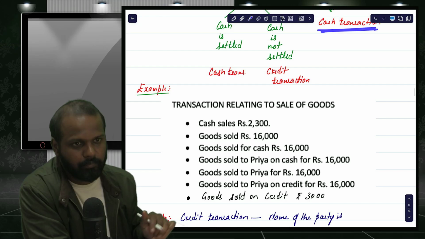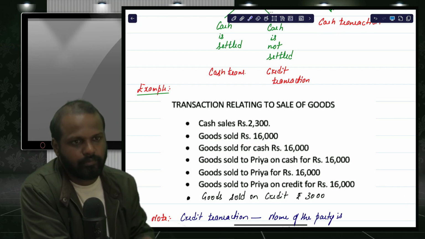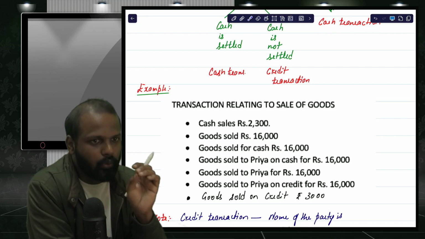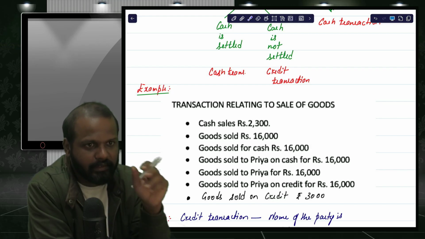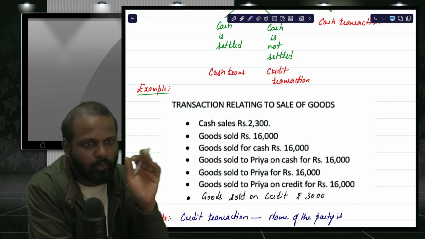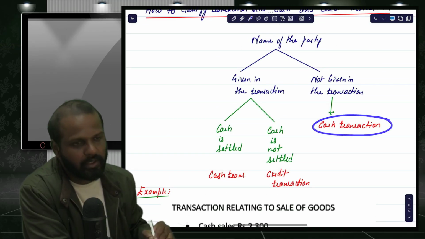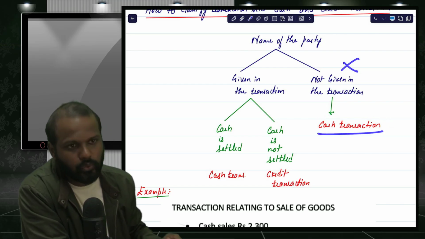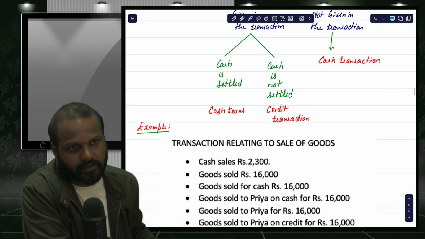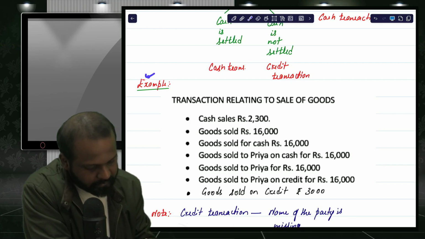For example, goods sold rupees 16,000. They mentioned goods sold rupees 16,000. Have they given the name of the person or the customer or the party? The answer is no. Why would they not have given it? Because it is a cash transaction. So whenever no name is given, you should take it as a cash transaction. So here there are some examples.